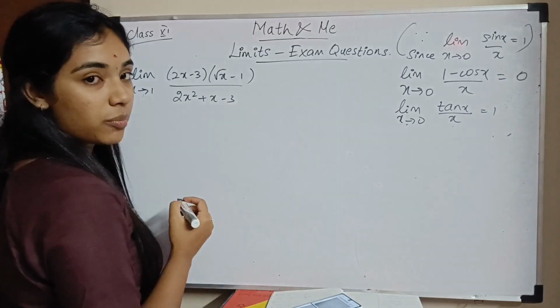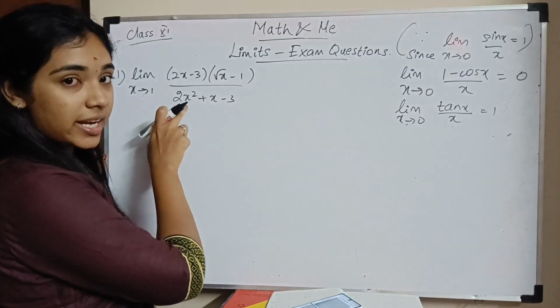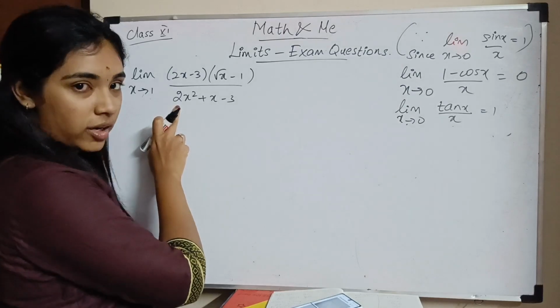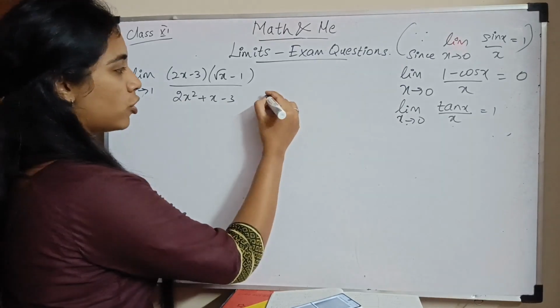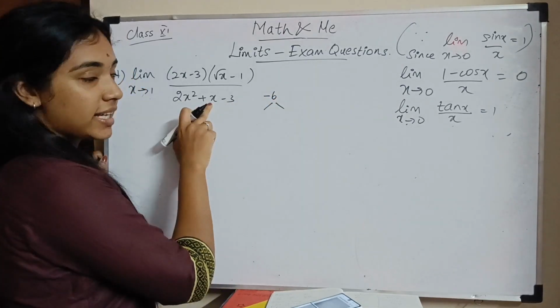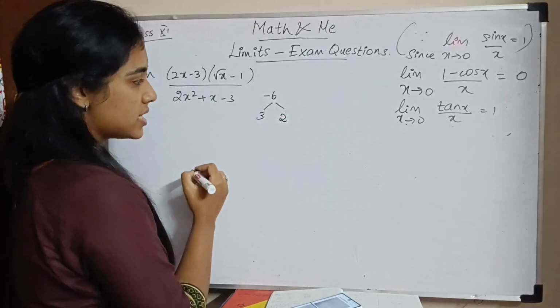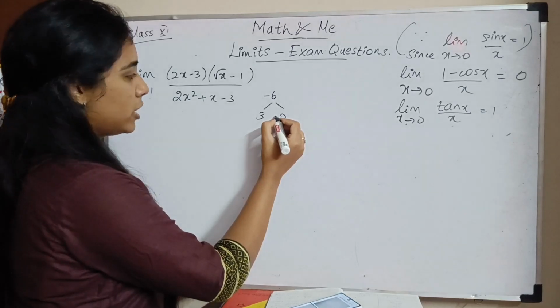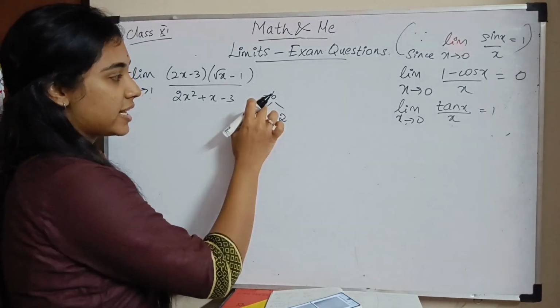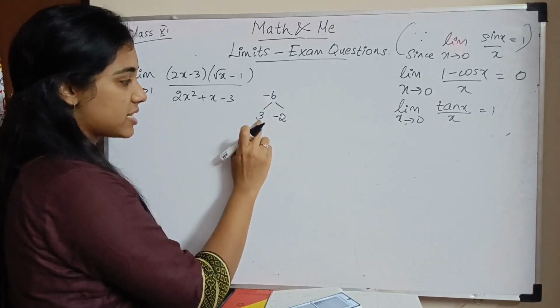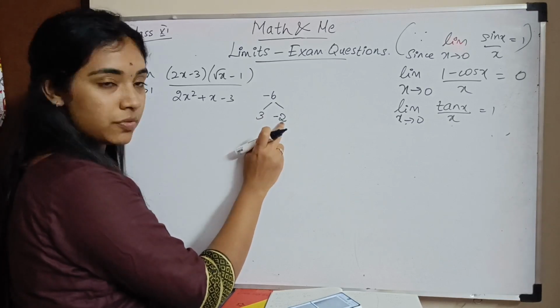So what should be your product? இங்க இருக்கிற 2 மறந்துடாதீங்க. ஏன்னா x square ஓட coefficient is no more 1, it is 2. So product என்ன வரணும்? minus 6 வரணும். இந்த இடத்துல sum 1 வரணும். So what can you do? 3 times 2. Sum 1 வரும். 3 minus 2. ஏன்னா இந்த இடத்துல the product has to be negative. The sum has to be positive. அதனால 3 positive, 2 negative.